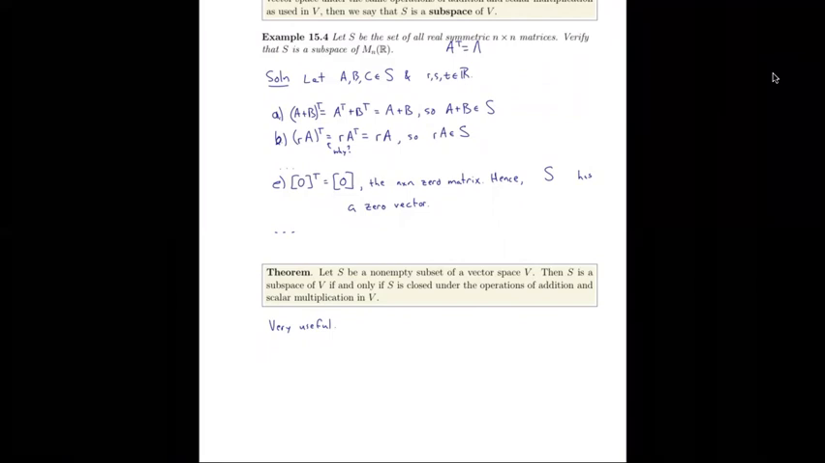Now, one of these directions makes perfect sense, right? If S is a subspace of V, remember the definition is that S is a vector space on its own and all of its elements are contained in V. Well, if it's a vector space on its own, then it's closed under the operations of addition and scalar multiplication. It uses the same operations as the host space V. So we see that that falls out nice and easy.